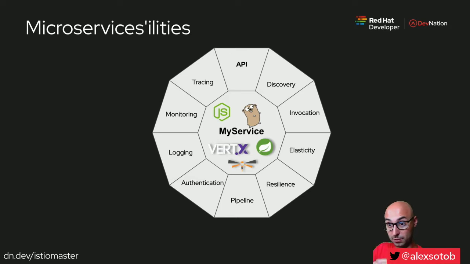We need to make all services elastic so we can scale up and scale down really quickly. We need to make all services resilient. We've seen in the previous slides what happens when a failure happens in one service: is it propagated through all the architecture or not? This is why resilience is really important. We need to define a pipeline. We need to find ways to authenticate between services, logging, monitoring, tracing. All this stuff is required in a microservices architecture.